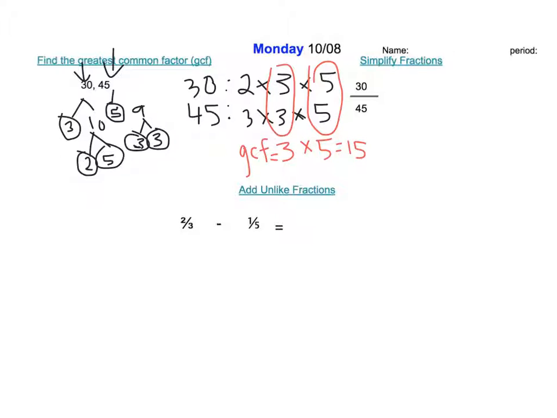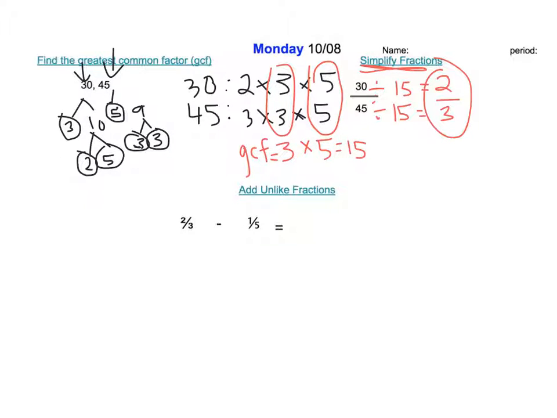Next, if you want to simplify fractions, you have to divide the numerator and the denominator by the GCF. And remember, whatever you do to the top, you have to do the bottom. I know 15 is the greatest factor that can go into both 30 and 45, so we're going to divide by 15. Now 30 divided by 15 is 2, and 45 divided by 15 is 3. So 2/3 is simplified from 30 over 45.